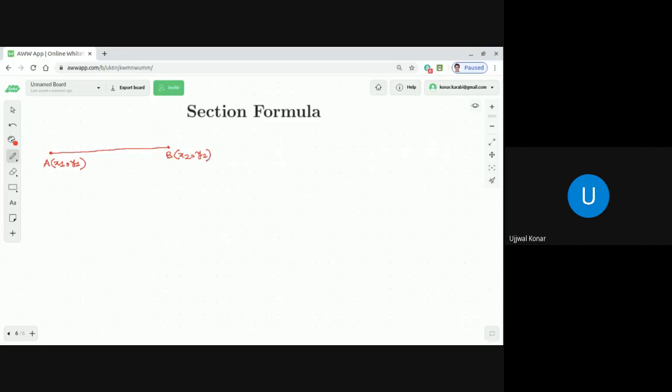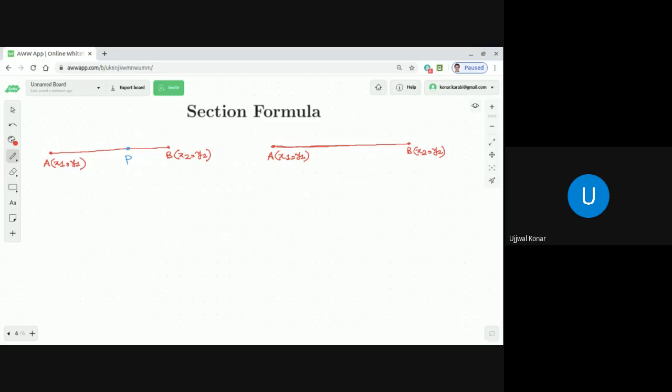Now you get a point in between the line segment AB, and that point is suppose P here. Okay. Now there will be another case. Suppose we have, I'm just representing the same line segment AB here. Here is the point A having coordinates x1 comma y1, and another point B having coordinates x2 comma y2.